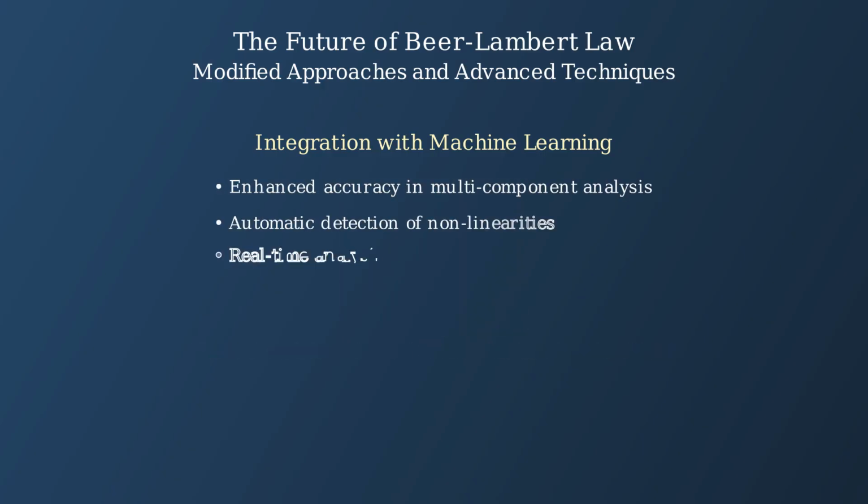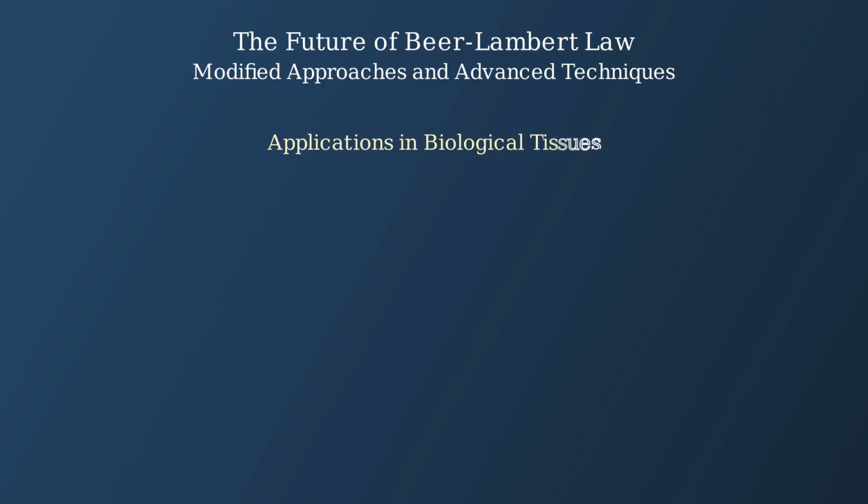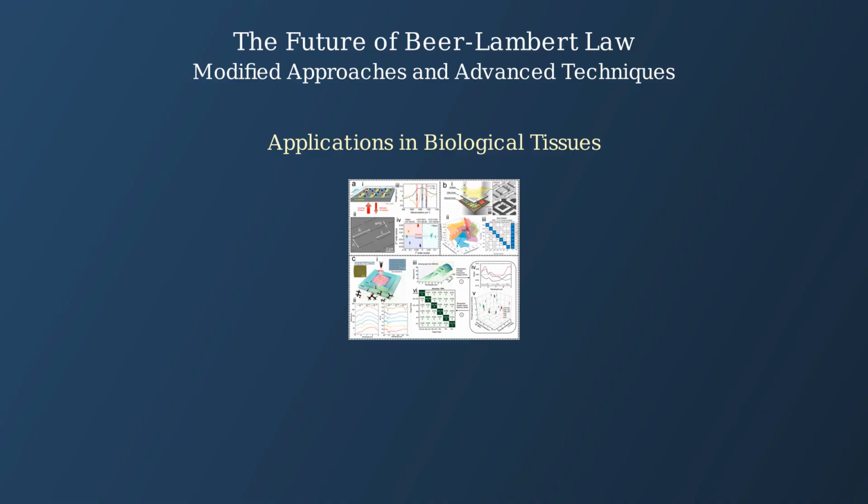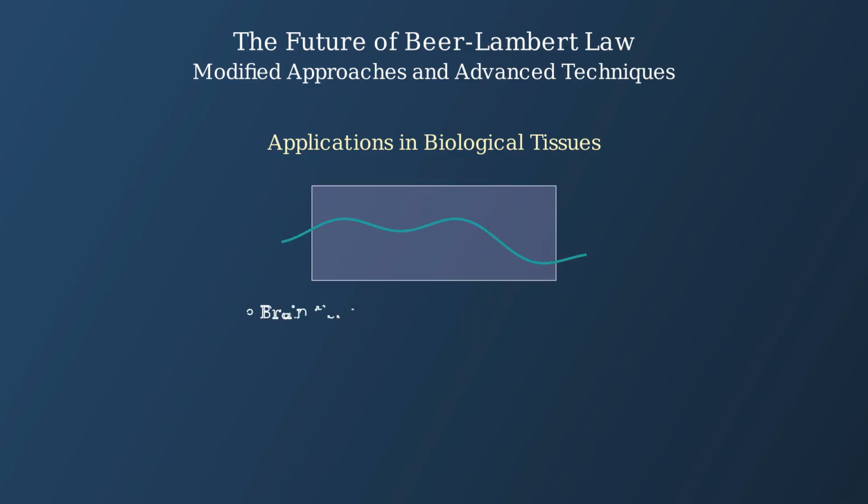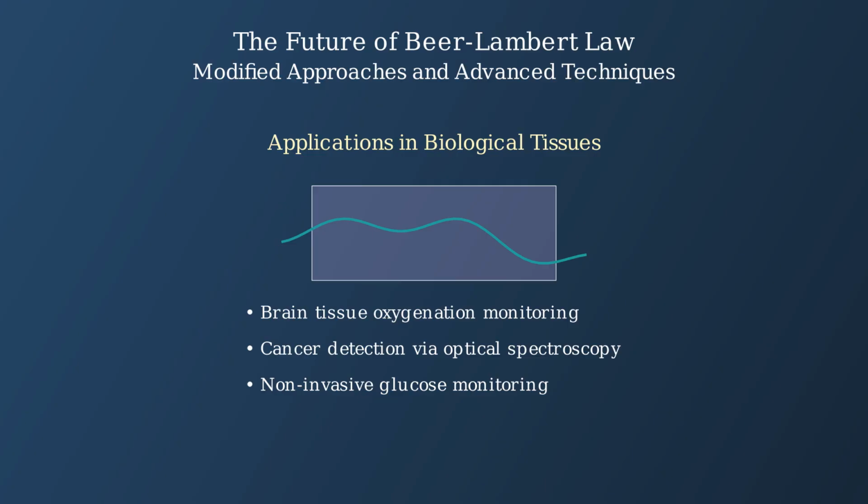Machine learning integration offers several key benefits: enhanced accuracy in analyzing multiple components, automatic detection of nonlinearities, and real-time analysis of complex mixtures. The modified Beer-Lambert law is particularly valuable for analyzing biological tissues, where light scattering is a significant factor. Applications include monitoring brain tissue oxygenation, cancer detection using optical spectroscopy, and non-invasive glucose monitoring for diabetic patients.